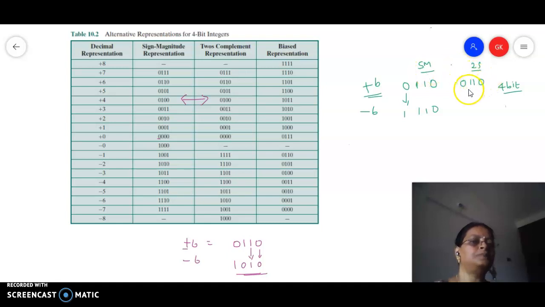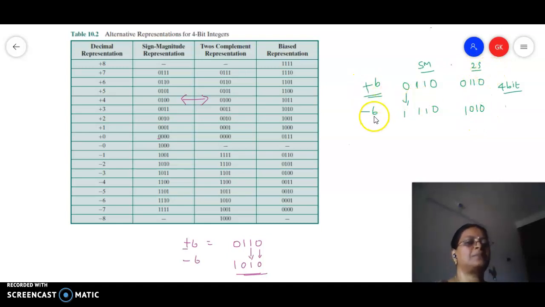Now coming to 2's complement representation. For minus 6, how will you represent it? This is going to be 0, and this one also will be copied as such, and this one will be flipped to 0, 0 will be flipped to 1. So this is going to be the 2's complement representation of minus 6.